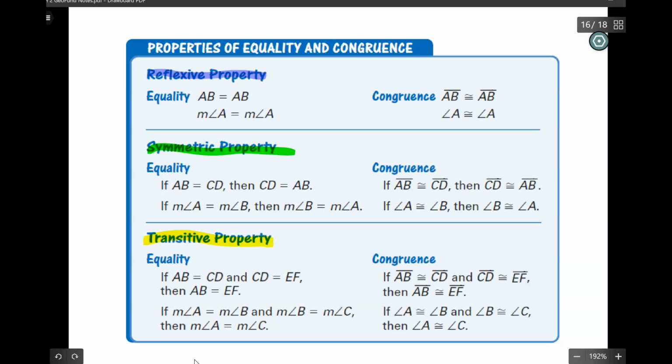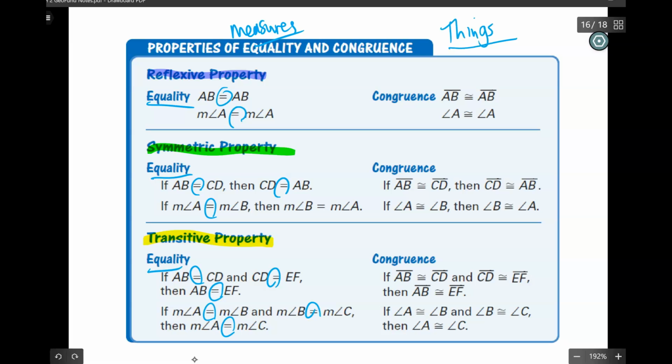So, all of the equalities have equal signs. They're literally going to be measures. So the measure of a segment, how long it is, the measure of an angle, how big it is. So equalities are always measures. Versus congruents are actually saying the things are the same. Not the measures of how big, but the actual things. So congruence always has the congruent symbol.